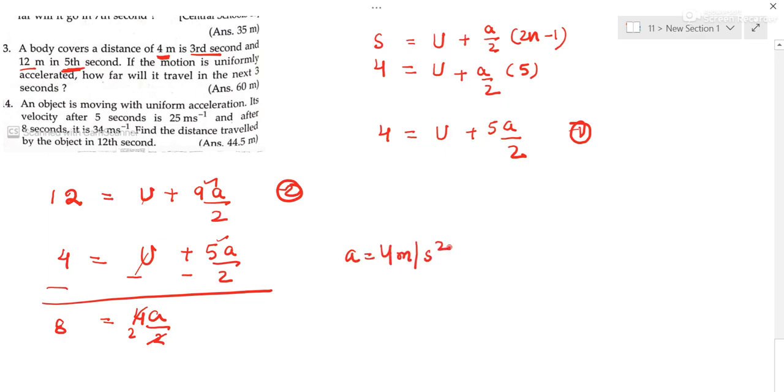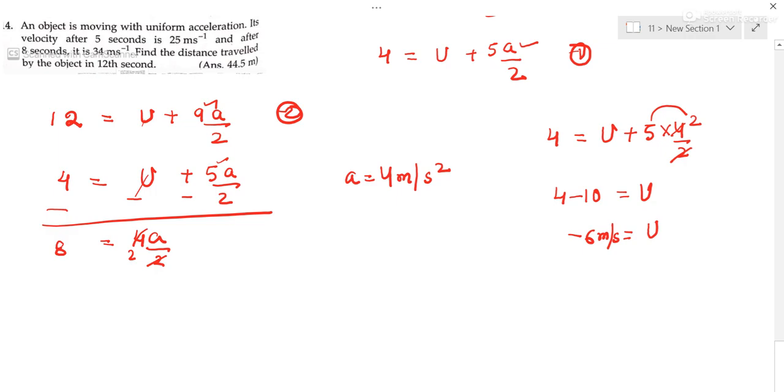You can substitute 4 here. So that will be 4 equals u plus 5 into 4 by 2. So the 2 is cancelled. 5 into 2 is 10, and 10 would go that side. So u is coming in minus, that is okay. Initial velocity can come in negative, like velocity is a vector quantity, so a negative sign can come. So a and u we are ready with.